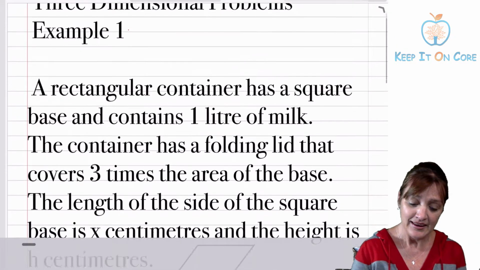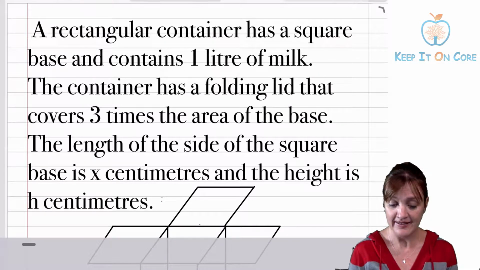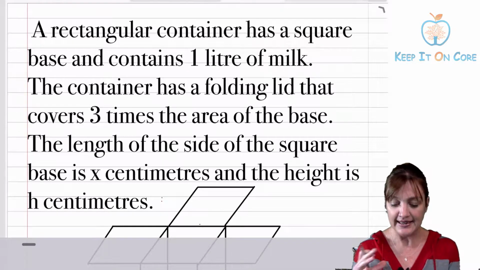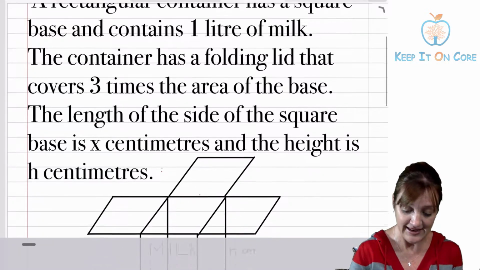We have a rectangular container that has a square base and contains 1 liter of milk. The container has a folding lid that covers 3 times the area of the base. So that's a little bit interesting. The length of the side of the square base is x centimeters, the height is h centimeters.